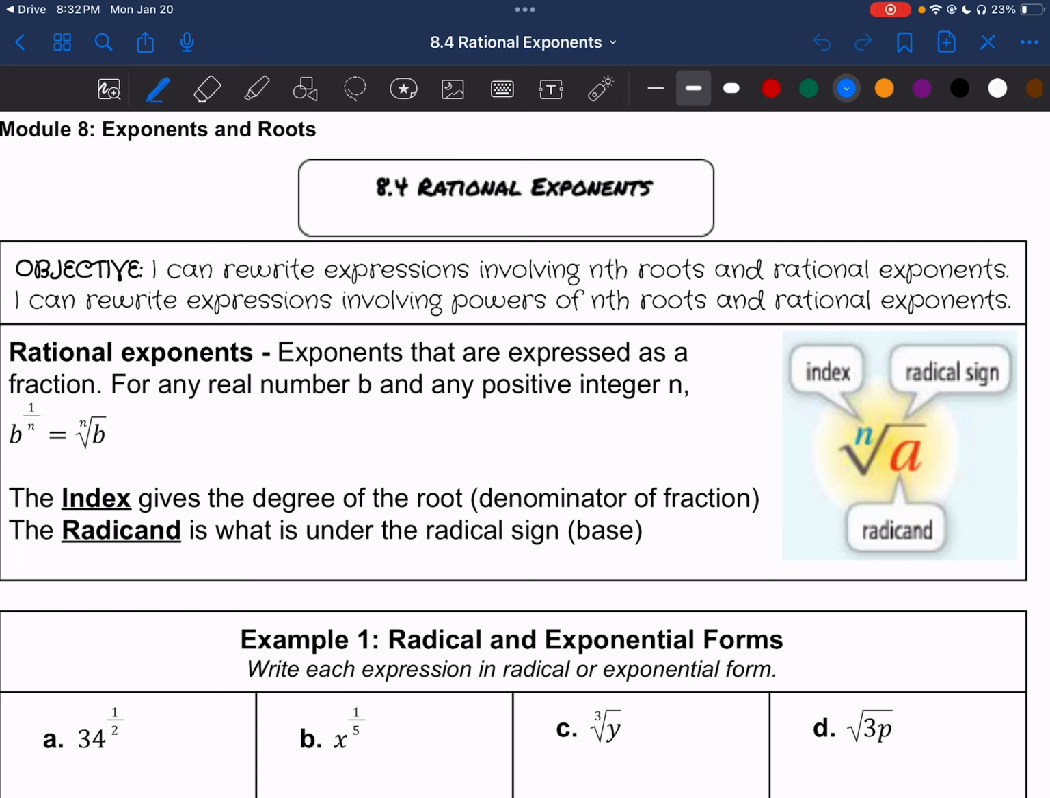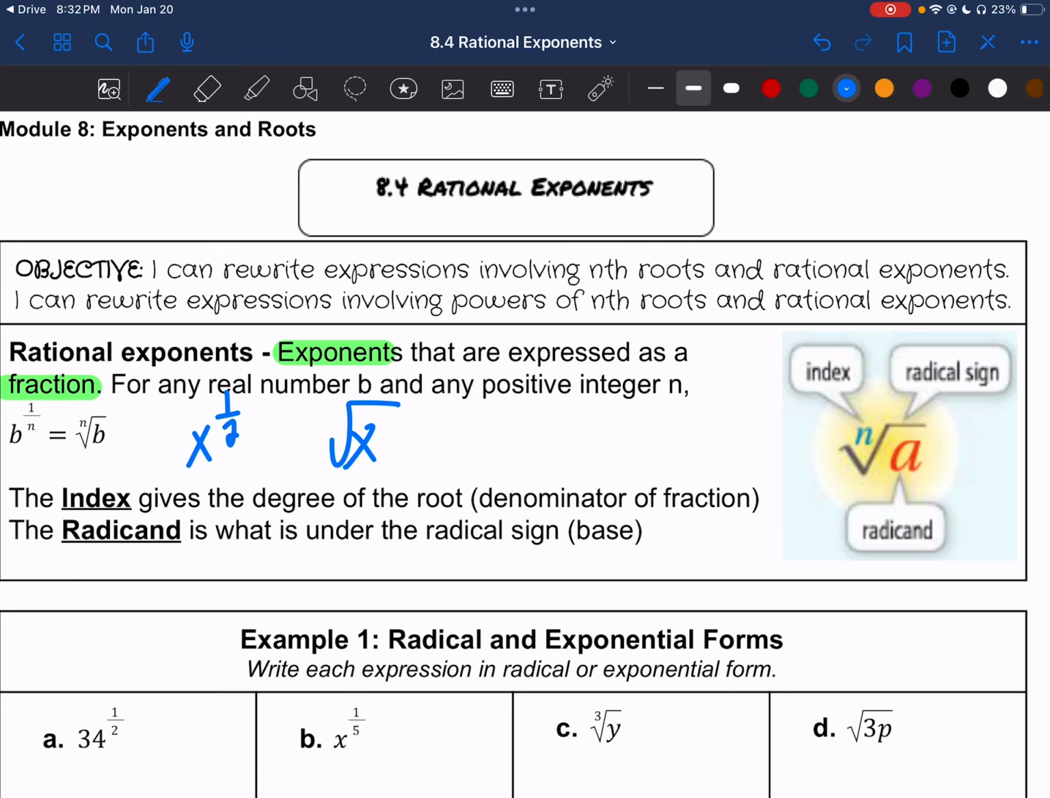So let's define first what a rational exponent is. These are going to be exponents that are expressed as a fraction. So any fractional exponents are our rational exponents. And we have a rule here that b to the 1 over n power, any real number to any positive integer, is going to give us the nth root of b. So for example, x to the 1/2 power is the square root of x.